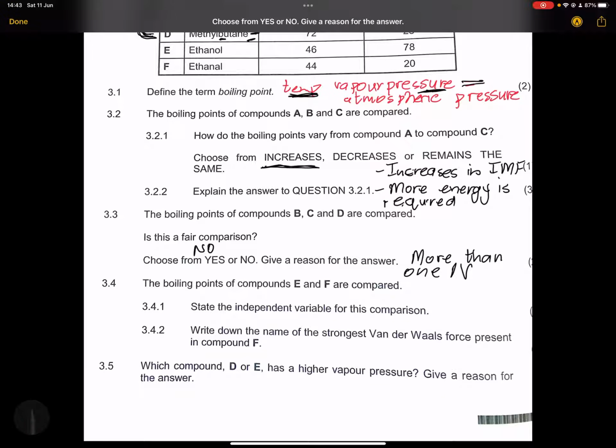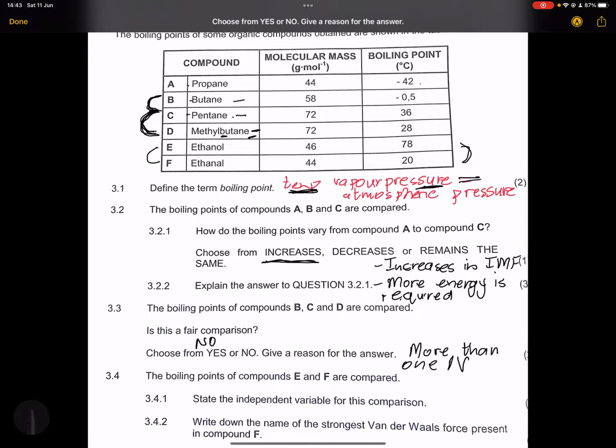They say to you, state the independent variable for this comparison. Remember, what is the independent variable? It is what is different between the two. And remember, what is different between the two causes a difference in boiling point. So boiling point in this case would be our dependent variable, right? Just like we looked at in the previous example with A and B, the chain length affects the boiling point, isn't it? So the independent variable between A and B would be chain length, and the dependent variable would be boiling point.